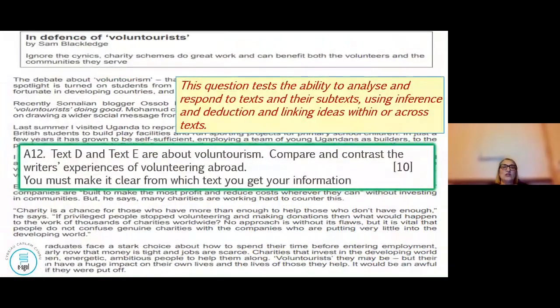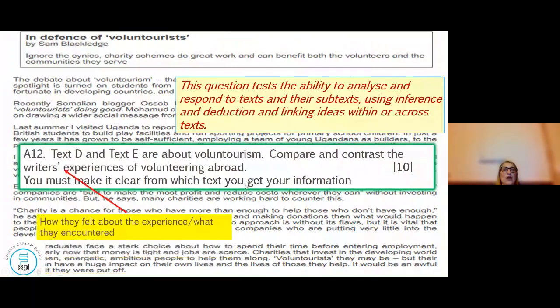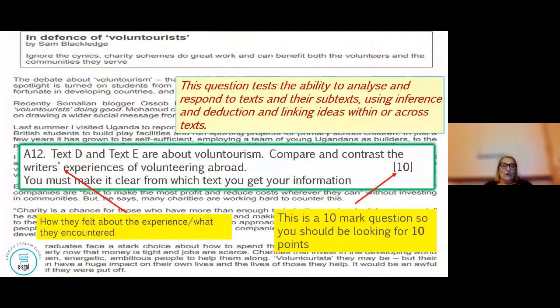And then there's only 2 questions for text E, but question 12, well, it's a comparison question. So you have to look back at text D and text E, and you have to compare and contrast the writers' experiences of volunteering abroad. So we've already gone through what text D was saying about volunteerism, and now we're looking at what text E says about volunteerism and comparing them. So it tests your ability to analyse and respond to texts and their subtext using inference and deduction and linking ideas within or across texts. So we need to know how they felt about their experience, what they encountered. Okay, it's 10 marks, so it should be looking for 10 points.